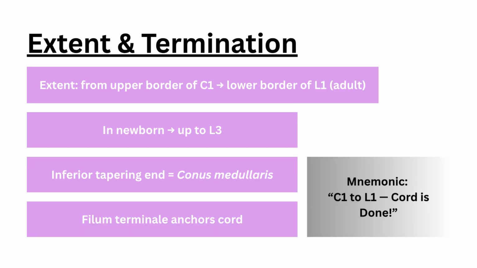The spinal cord extends from the upper border of the first cervical vertebra to the lower border of L1 in adults, and to L3 in newborns. It tapers below into the conus medullaris, which continues as the filum terminale anchoring it to the coccyx. Remember the mnemonic, C1 to L1, cord is done.